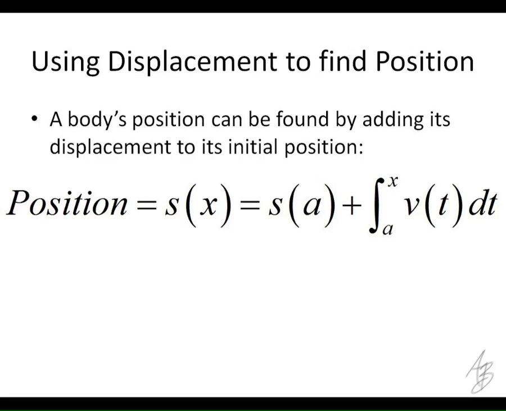If we want to use displacement to find the position like we did in that example, we start at the starting point. In this case, this was our origin here where we started, and then we integrate from that starting point to our ending point, the rate of change, the velocity here. So the position at any given time can be given by this formula here. Does that make sense?